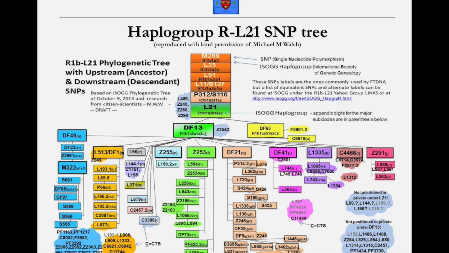In particular in Ireland you have DF49, this stream down here in the north of Ireland. Of particular interest to our project is Z226, which I'll be talking about in a moment. Z226 is here under Z253. DF21 goes down here to L362, and over the far side, CTS446. These are particular branches of the tree which we're interested in Munster. There are others, and I'll talk about those in due course.